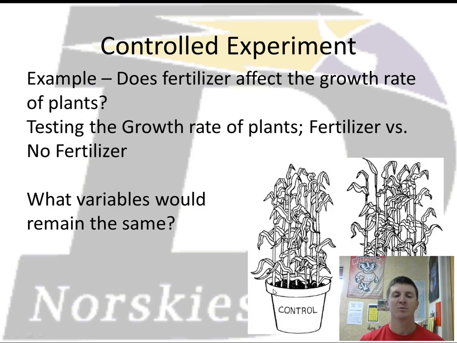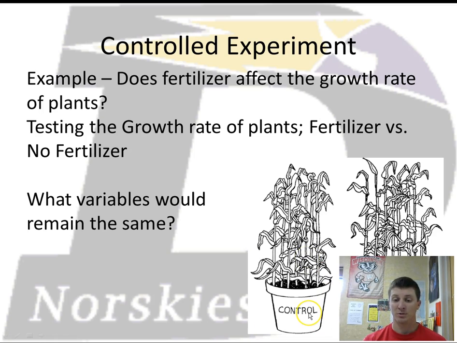So let's define this a little more. Here's an example. In an experiment, we always start out with a question. So here's our question: does fertilizer affect the growth rate of plants? In this case, we are going to test the growth rate of plants, and we're going to use fertilizer versus no fertilizer. If you look at this picture below, we have a picture of plants, and we have a control and the experimental group. There are a lot of different variables that should remain the same, but ultimately we want to test fertilizer versus no fertilizer in this case.